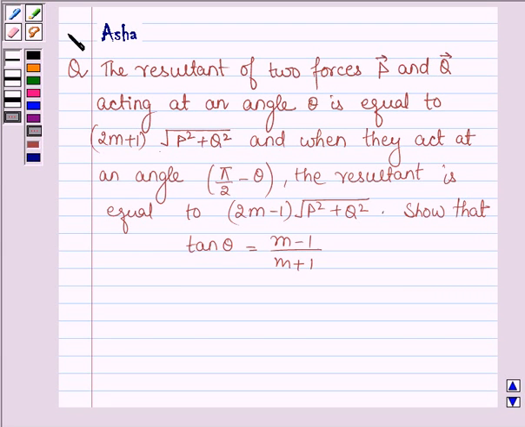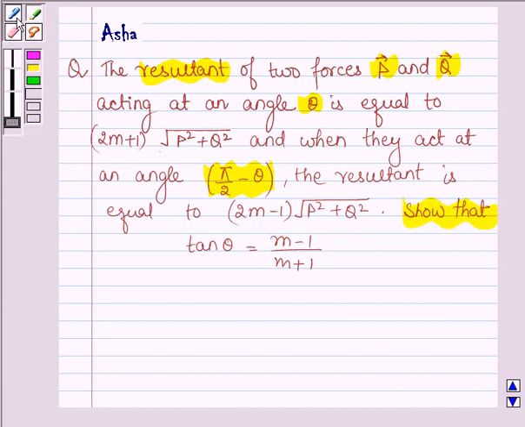The given question says, the resultant of two forces P and Q acting at an angle theta is equal to 2m plus 1 into root over P square plus Q square, and when they act at an angle pi by 2 minus theta, the resultant is equal to 2m minus 1 into root over P square plus Q square. Show that tan theta is equal to m minus 1 divided by m plus 1. Let's start with the solution.